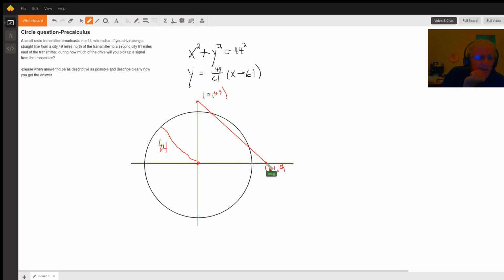and start on a line that goes to a city that's 61 miles east of the transmitter, the equation of that line, what we really want to know is when does that line intersect the circle?